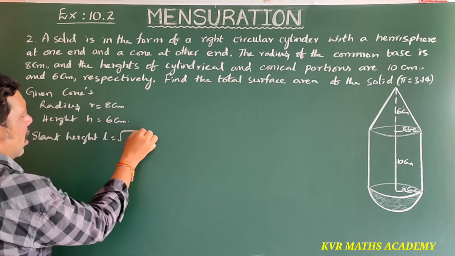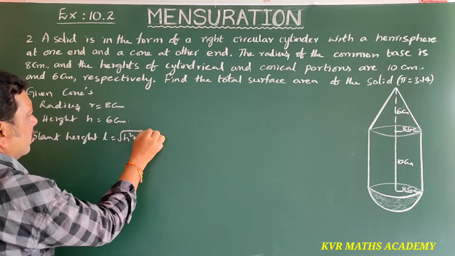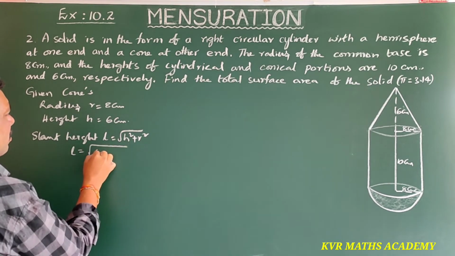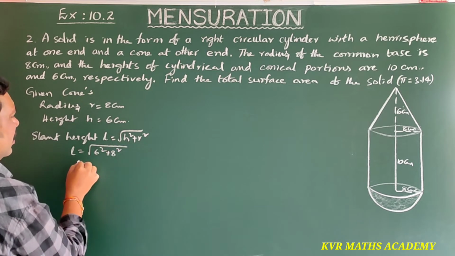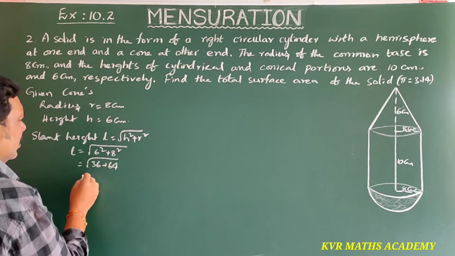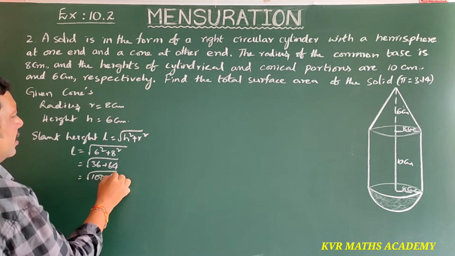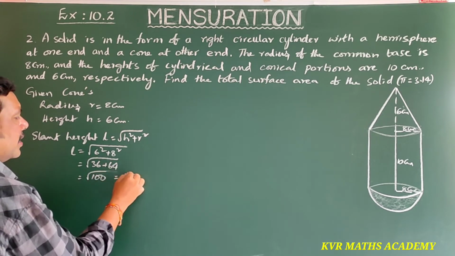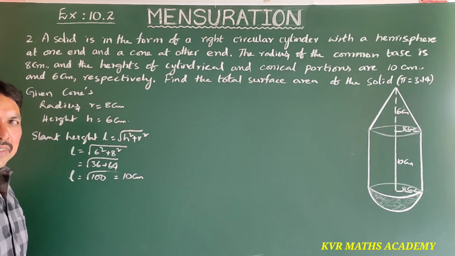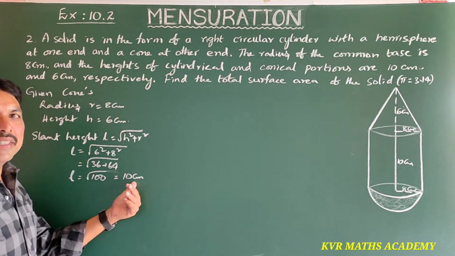L is equal to root of h square plus r square. So L is equal to root of 6 square plus 8 square, that is root 36 plus 64. Yes, this is root 100, which means 10. L is equal to 10 centimeters, the slant height.